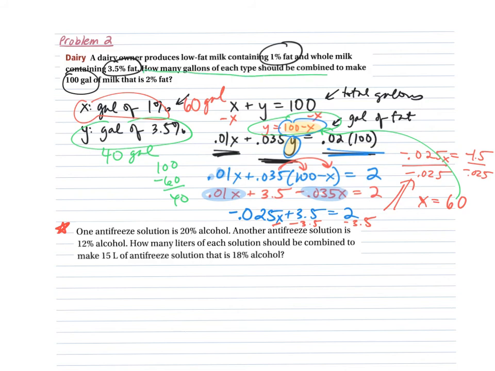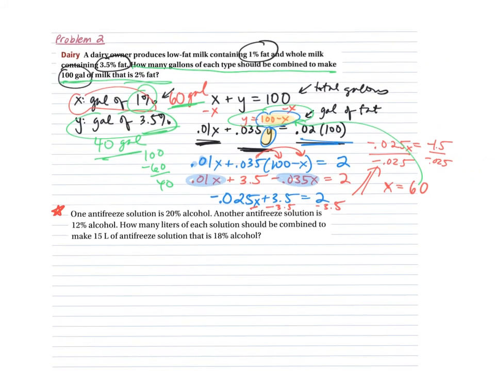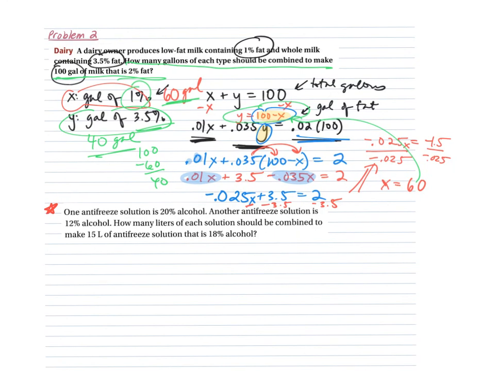How many gallons of each type should be combined to make 100 gallons of milk that is 2% fat? We need 60 gallons of 1% milk and 40 gallons of 3.5% milk. Okay, a little bit tricky. Remember, this example is also in your book. If you go to 6.4 and look at problem 2, you can see it solved in your book as well. So you might want to take a look at that too.